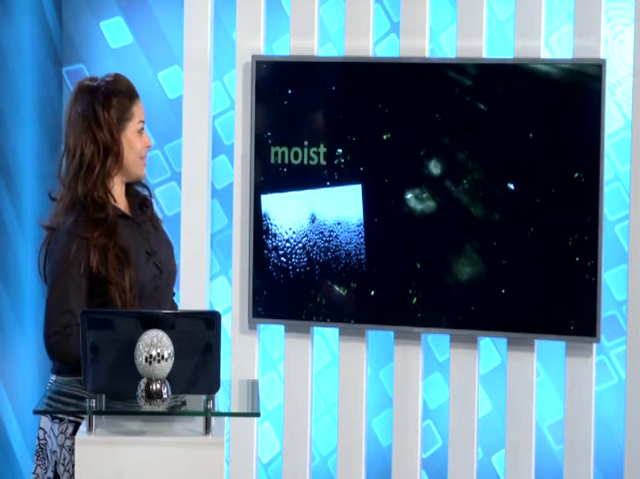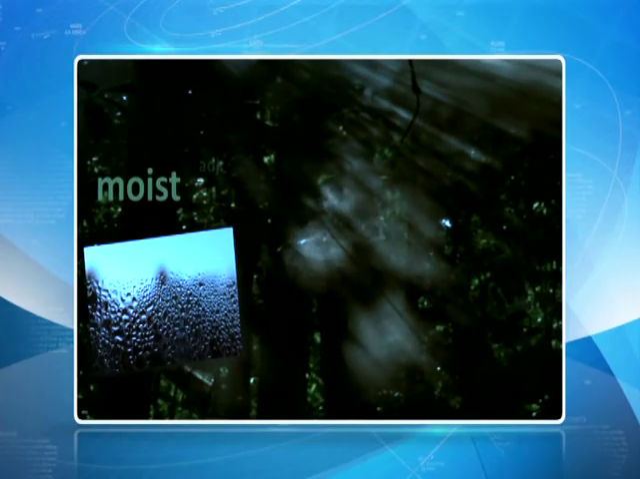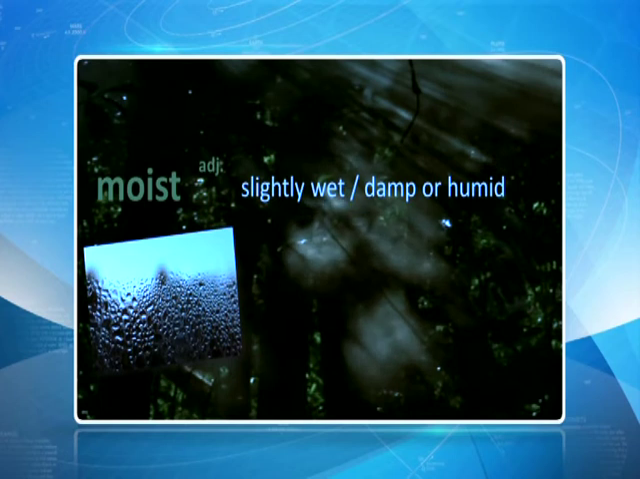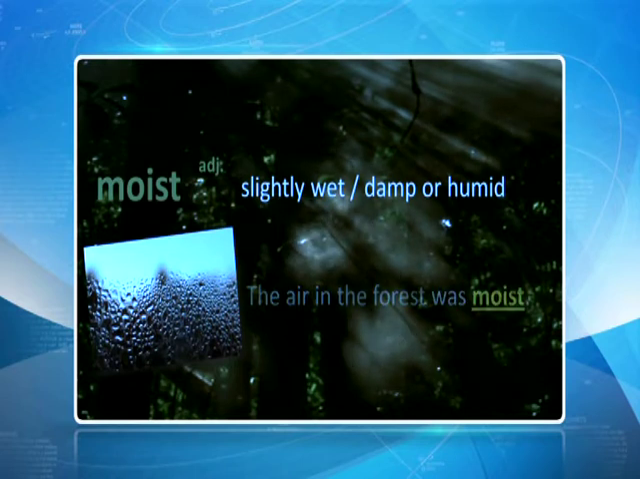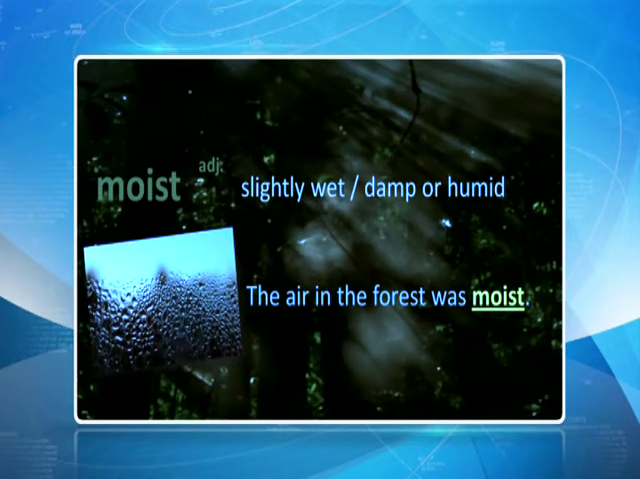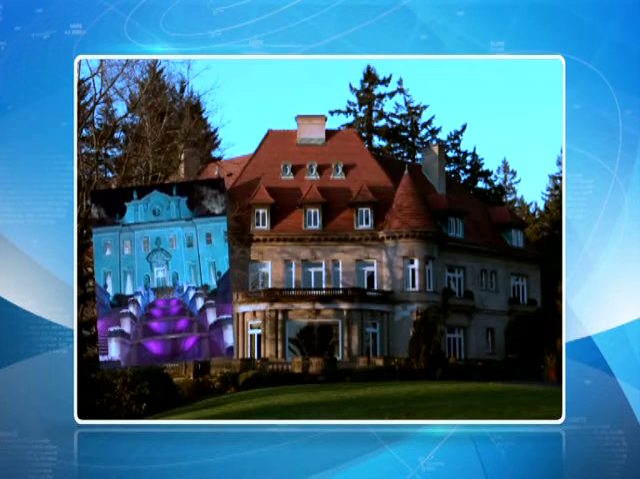The first word is moist. Moist is an adjective. It's slightly wet, damp, or humid. Let's use it in a sentence. The air in the forest was moist. You can see from the picture we have moist. So, the air in the forest was moist.